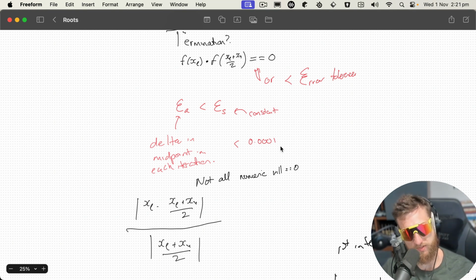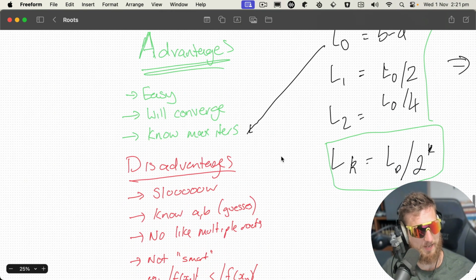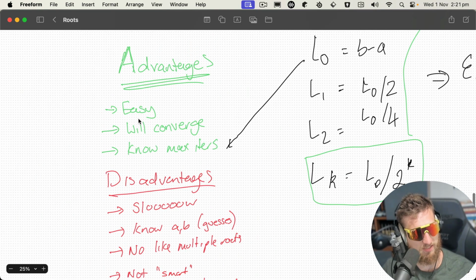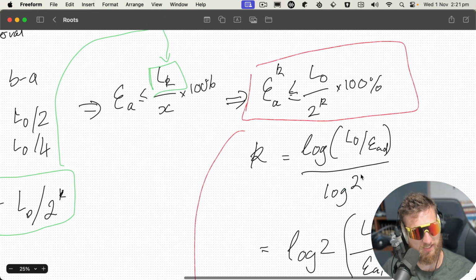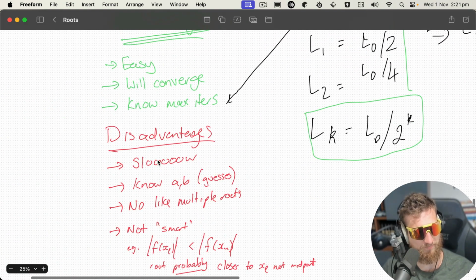So, if you get 0.000001 as a solution to your equation, you might as well accept that as a 0. So yeah, just to go over this again: advantages, it's easy, it'll converge, and we have a known max number of iterations. There are some formulas here. You can even Google this if you really want.